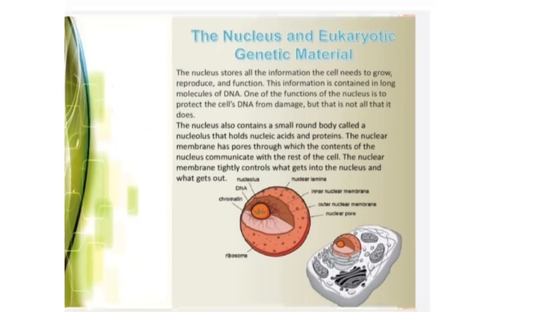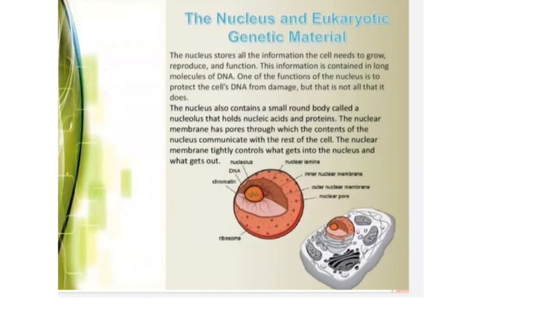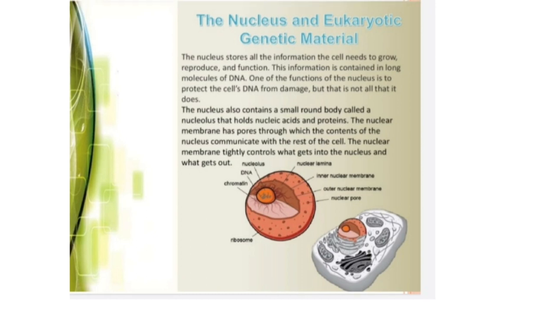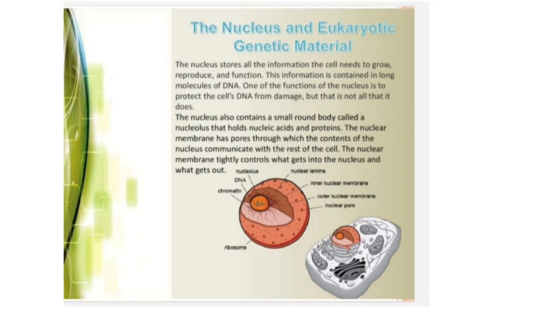The nuclear membrane, that is the outermost membrane, is called the outer nuclear membrane. It has pores through which the contents of the nucleus communicate with the rest of the cell, and this nuclear membrane tightly controls what gets in and out of the nucleus.